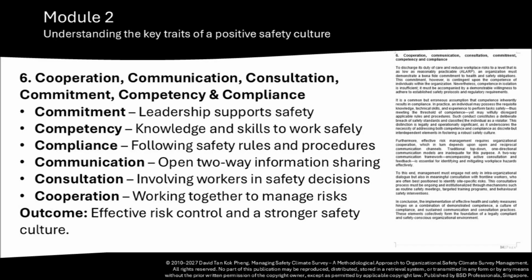Effective risk management also requires cooperation within the organization, and this depends on open and effective communication. Traditional one-way, top-down communication is insufficient. Instead, organizations need two-way communication that includes consultation and feedback to help identify and control workplace hazards. Management must therefore engage not only in internal communication, but also in meaningful consultation with frontline workers, who are often best placed to identify workplace risks.